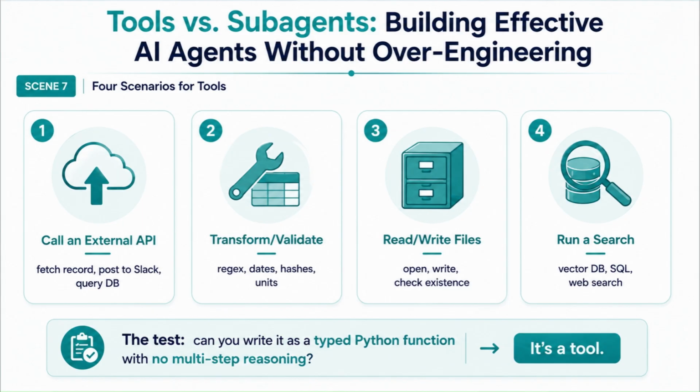Third, reading or writing files, opening a file, writing output, checking whether something exists. File system operations are predictable and fast as direct tool calls. Fourth, running a search, semantic search over a vector database, a SQL query, a web search. The search runs deterministically and returns results. The model interprets those results afterward, but execution stays a tool. The practical test across all four: if you can write it as a typed Python function that doesn't need multi-step reasoning, make it a tool.